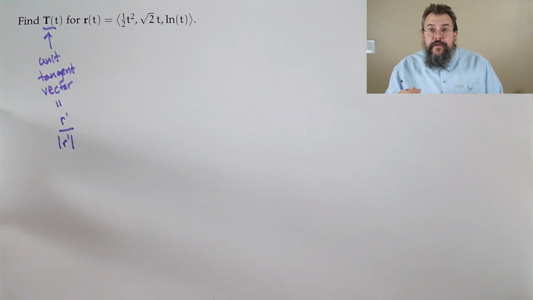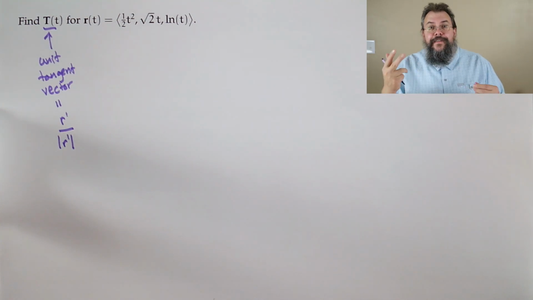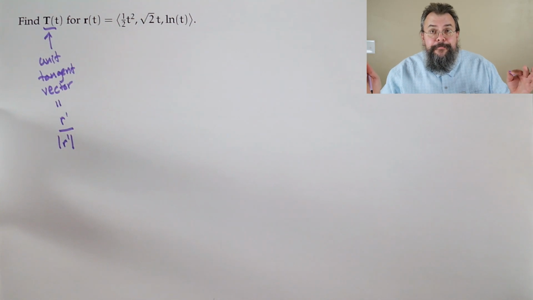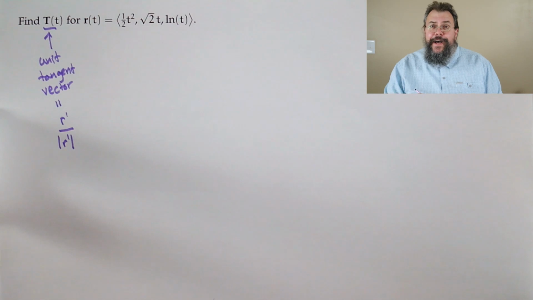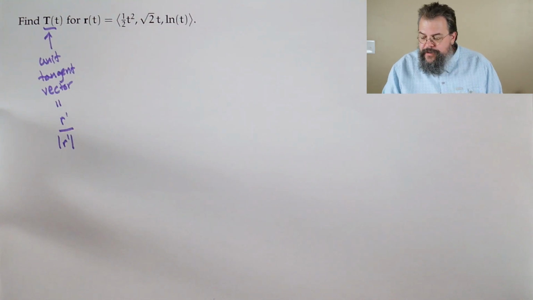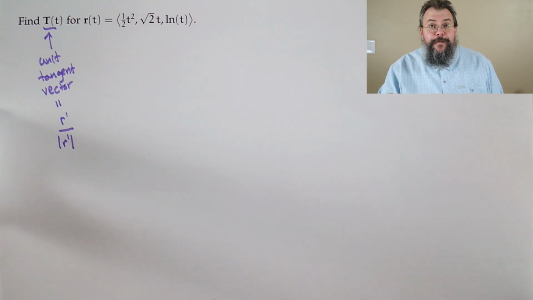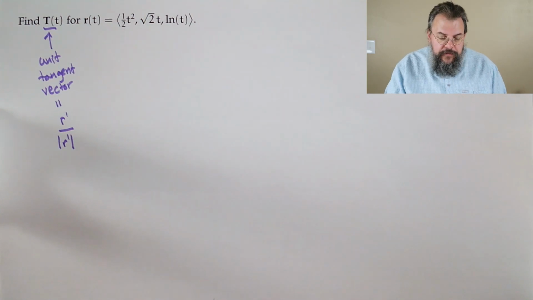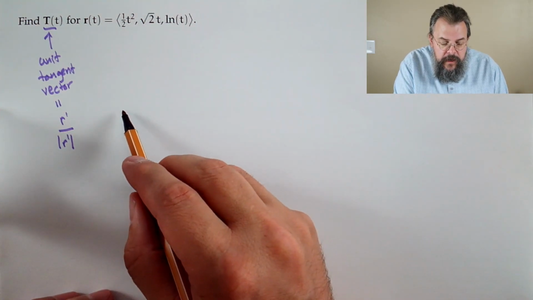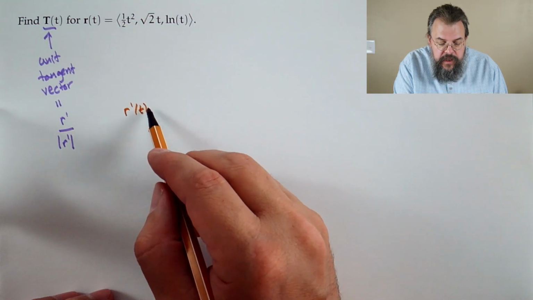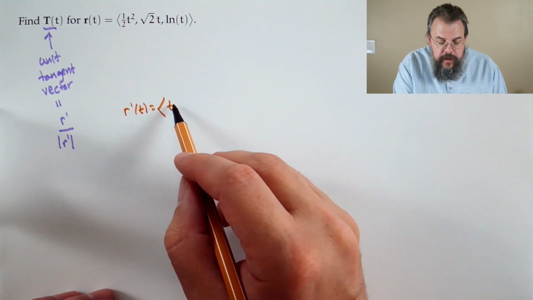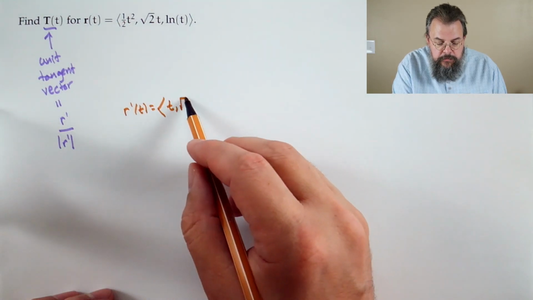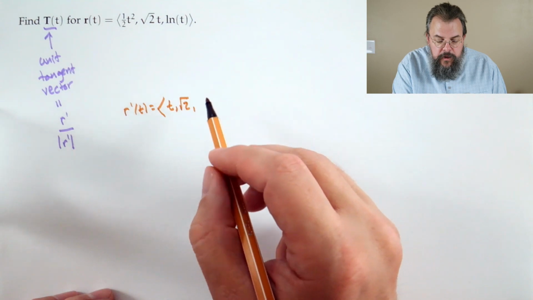So there's sort of a couple steps. Find r prime, find its magnitude, divide, and we're done. That doesn't sound so bad. I think we can do it. I have faith. So let's start with step 1. What is r prime? So we have the following. r prime of t is entry by entry, right? So (t, square root of 2, and 1 over t).